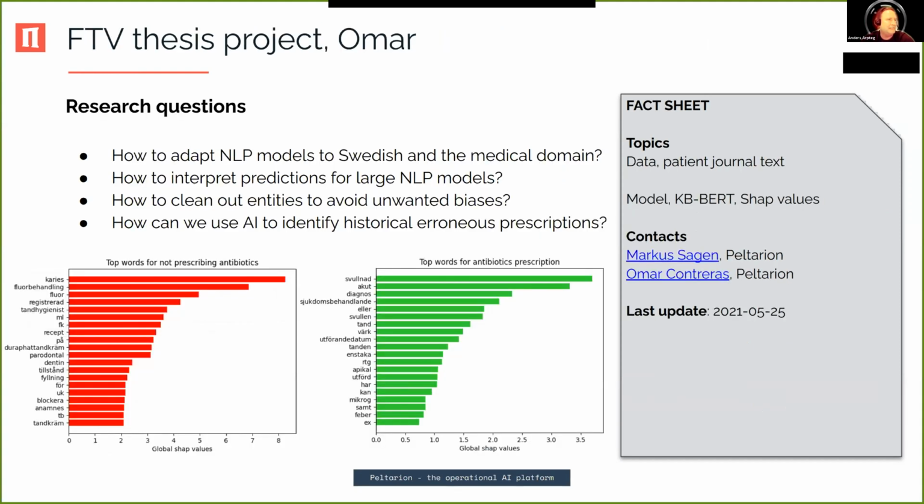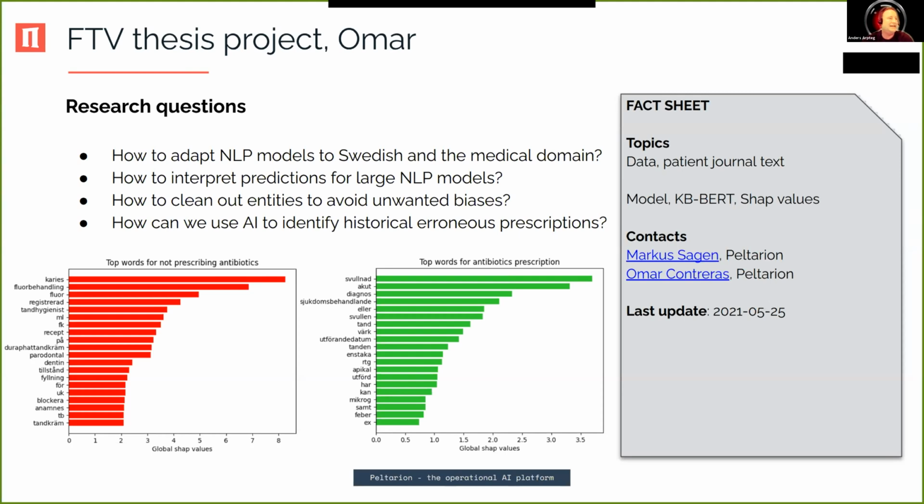But another question that we have focused quite a lot on at Peltarion is how we can make use of explainable prediction techniques to understand why a model made a certain prediction. So if a model says at some point, I think you should prescribe antibiotics, but it cannot describe why it wants to prescribe antibiotics, then it will be really hard for the users of these systems to actually trust it. And it's also very hard when developing a model if you can't understand why and how the model works.